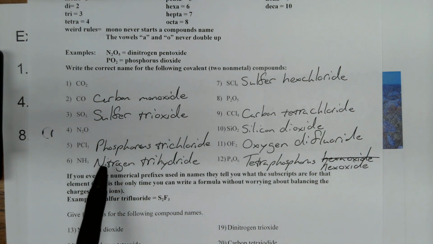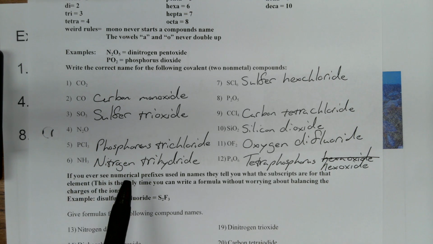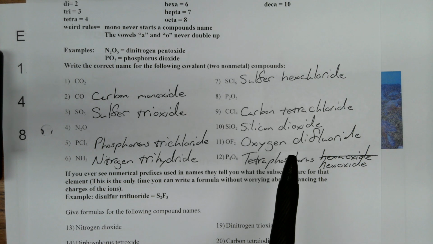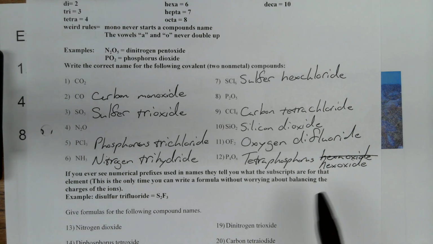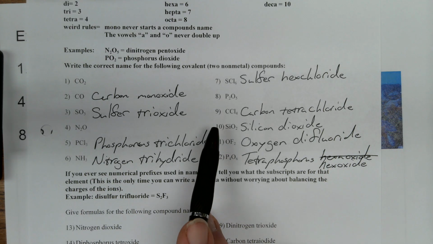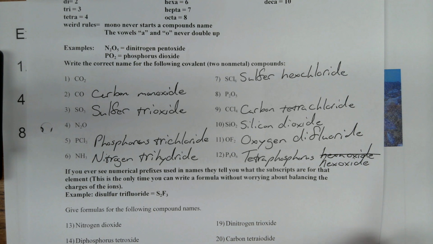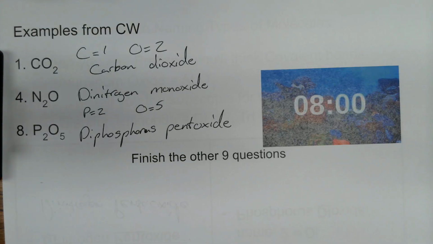Number 6, normally, because there's one nitrogen, we would put mono, but because nitrogen starts off our naming, we don't write mono. We just leave it as nitrogen. But I'm going to pause there because I want to go to the last bit.